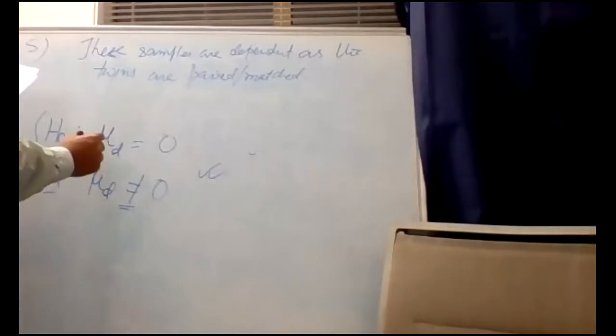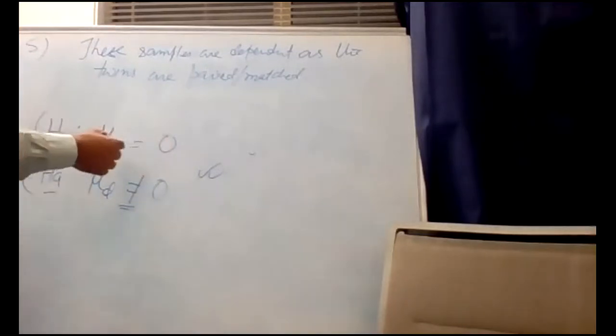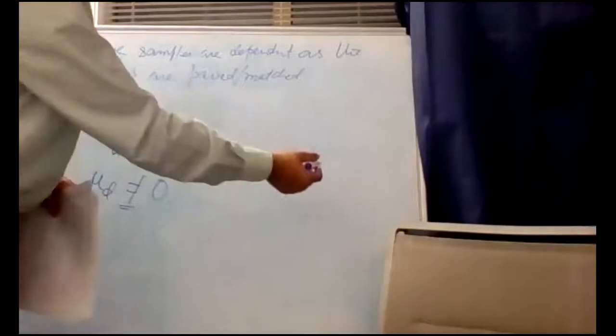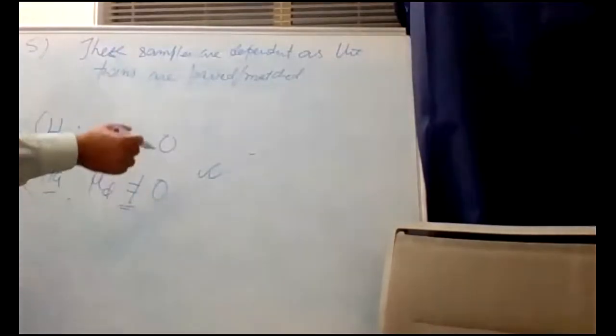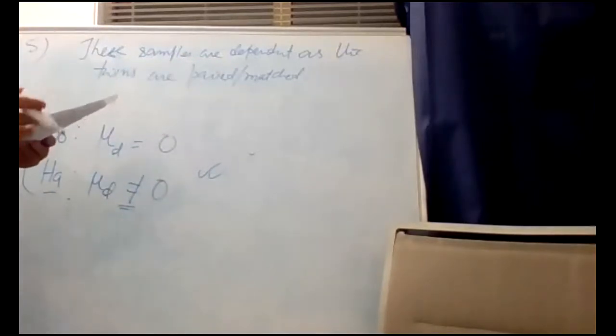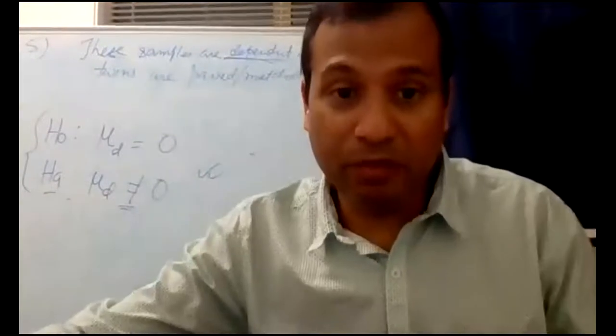Since it is a dependent one, how to formulate the null hypothesis and alternative hypothesis? The null hypothesis will be the same. Mu d equal to 0 means there is no difference between first-born baby and second-born baby. Mu d not equal to 0 means there is a difference between first-born baby and second-born baby in terms of their brain volume. So again, this is clearly the case of dependent one, paired one, not the independent one.